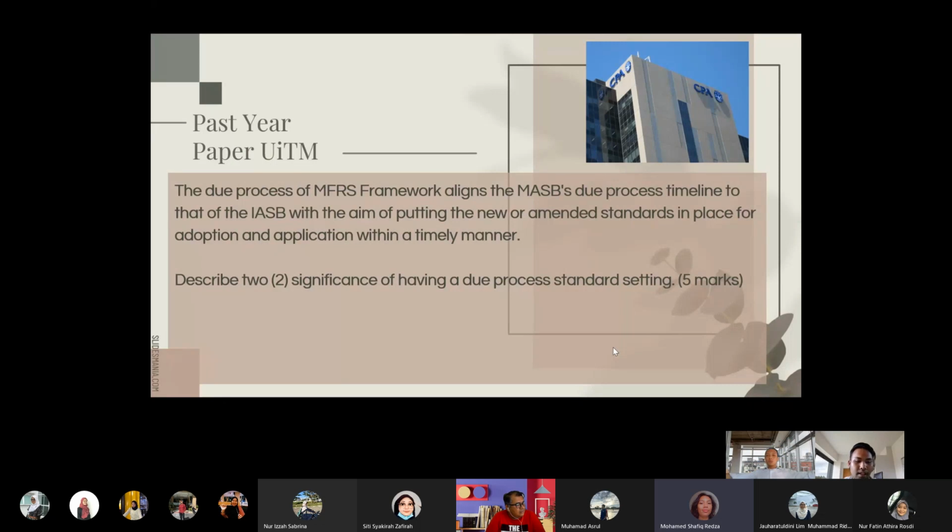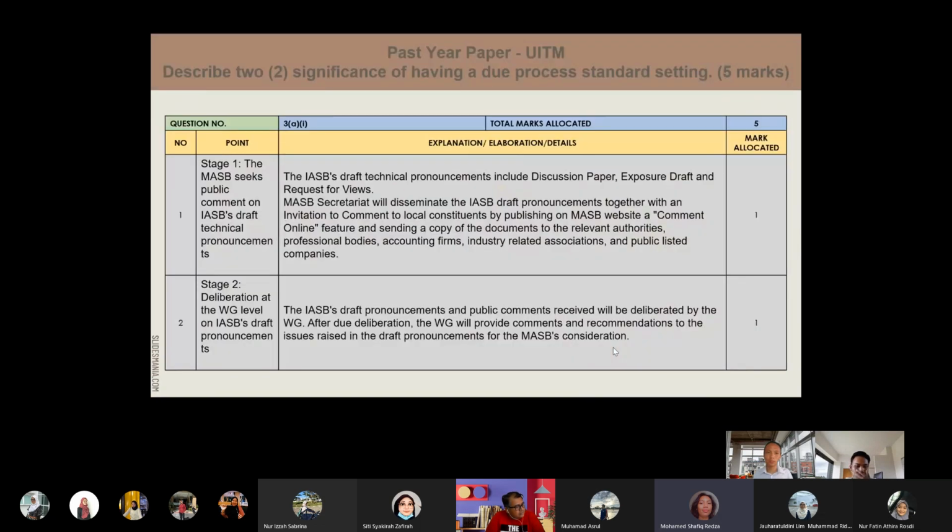The MASB due process timeline is aligned to that of the IASB with the aim of putting the new or amended standard in place for adoption and application within a timely manner. Describe two significances of having a due process in standard setting. Okay, for the main point, first is the MASB seeks public comment on the IASB draft technical pronouncement.